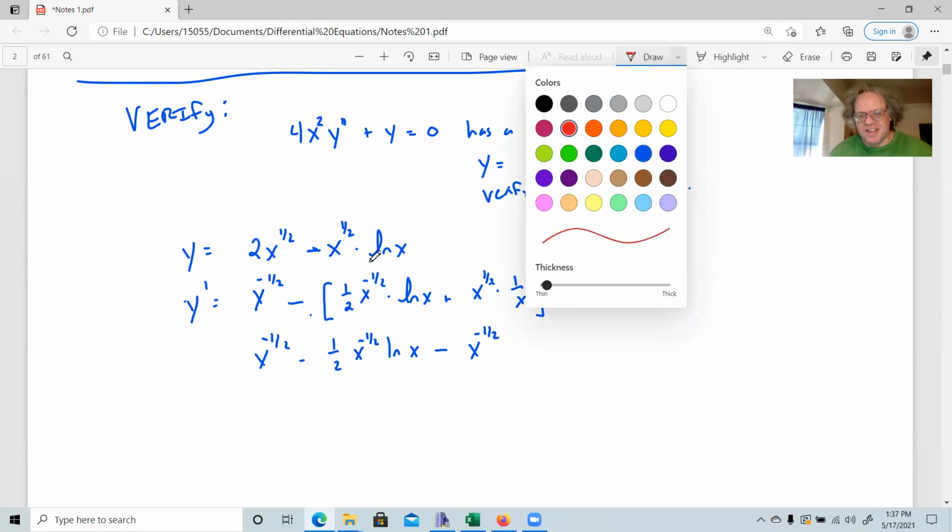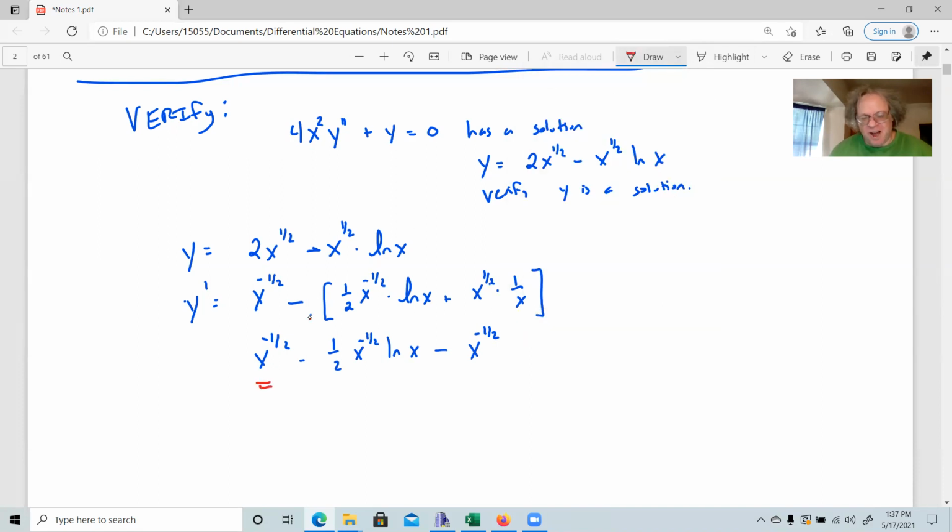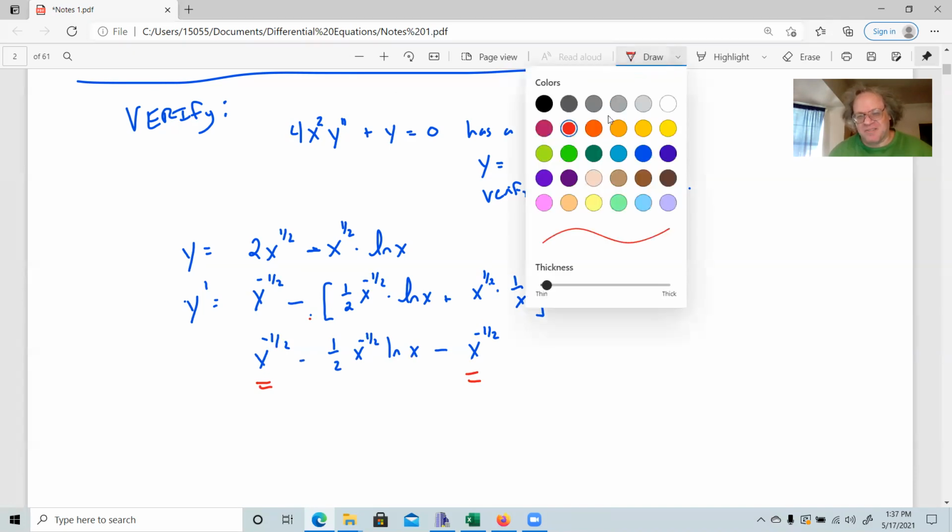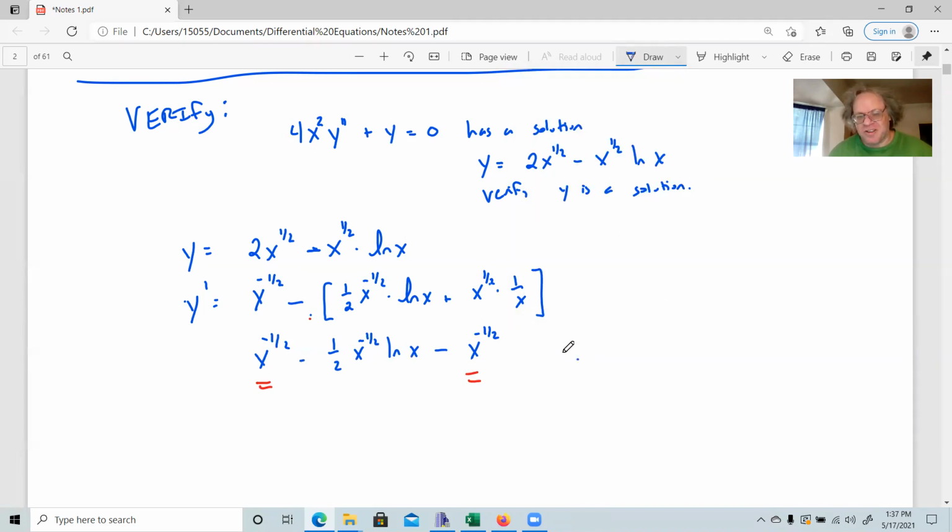Hey, what do you know? We have a positive x to the negative 1/2 and a minus x to the negative 1/2. That's convenient, right? It's almost like this problem came out of a textbook somewhere. So y prime is x to the negative 1/2 minus 1/2 x to the negative 1/2 natural log x. That's my y prime, but I don't need a y prime, I need a y double prime. So we're not done yet.